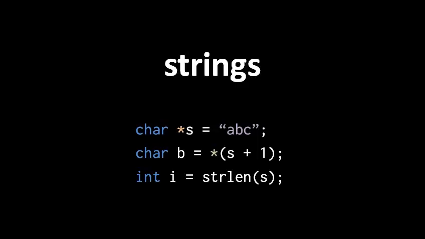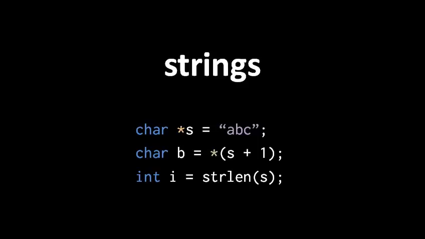In C, the standard string type is actually just a character array. There's no special type just for strings. So here we are assigning a string literal to a char pointer because the string is actually an array of chars. So when I dereference s+1, I'm getting the second char of that char array.